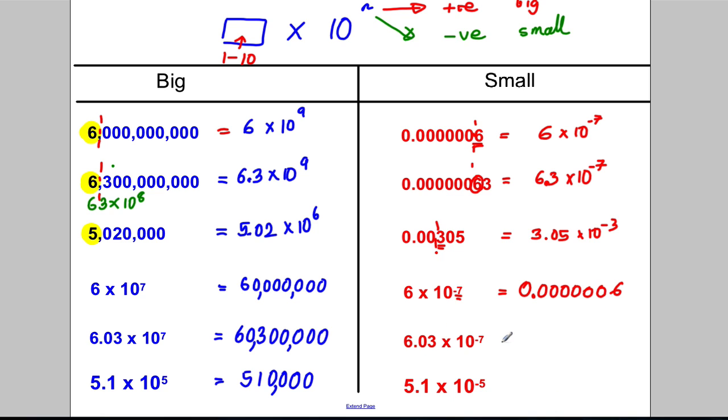What about this? Again, 7 zeros here, so we're going to put 0 point, that was 1 0, 2 zeros, 3 zeros, 4 zeros, 5 zeros, 6 zeros, 7 zeros, and then we write our 6, 0, 3. This last one here, 5 zeros, 0 point, that was 1 0, 2, 3, 4, 5, and we write our 5, 1 there. So that's how to convert big and small numbers to and from standard form.